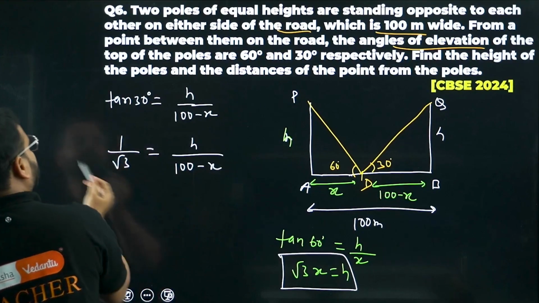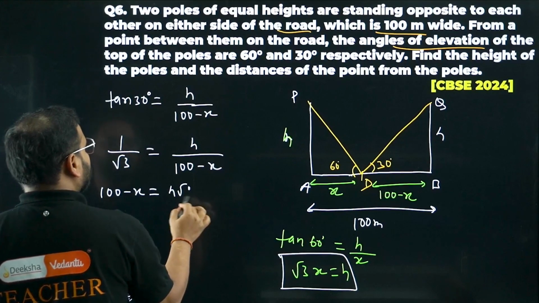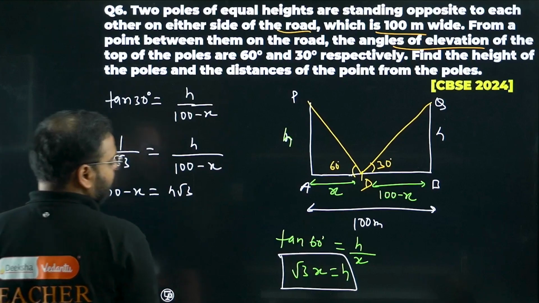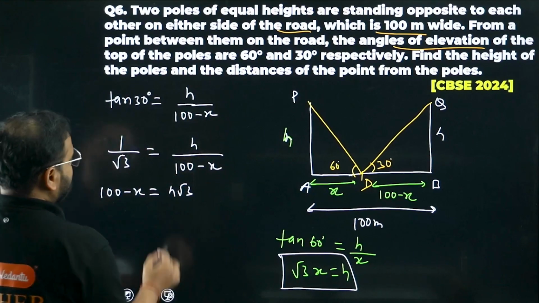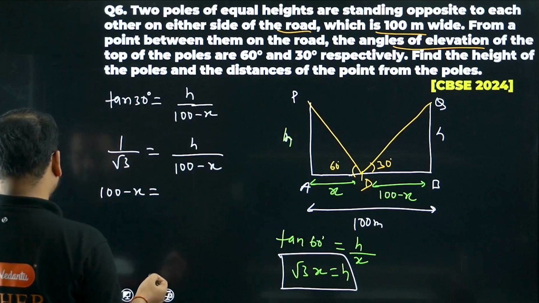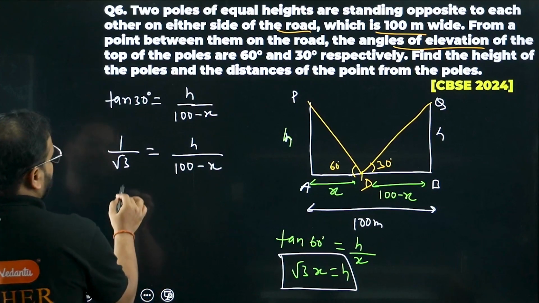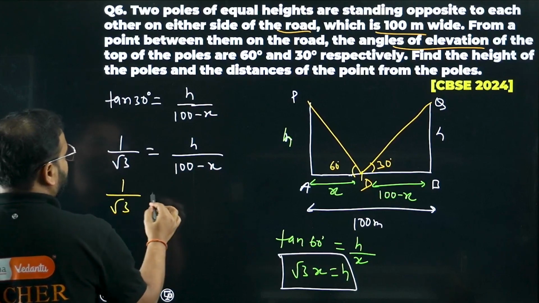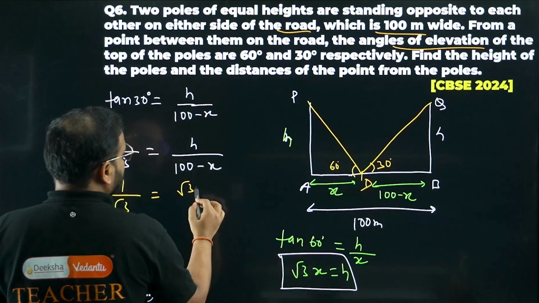Do one thing, cross multiply. What we are getting, sir? 100 minus x equals h root 3. Okay, but we know the value of h. I can do better than this. Okay, I'll erase this also. Check this out. I'll write this 1 by root 3 over here. What is h, sir? Root 3x.